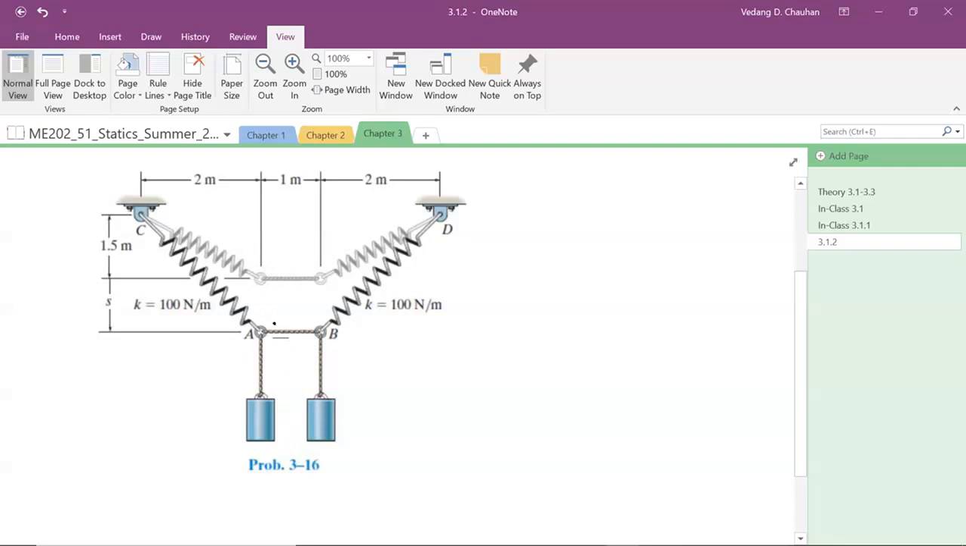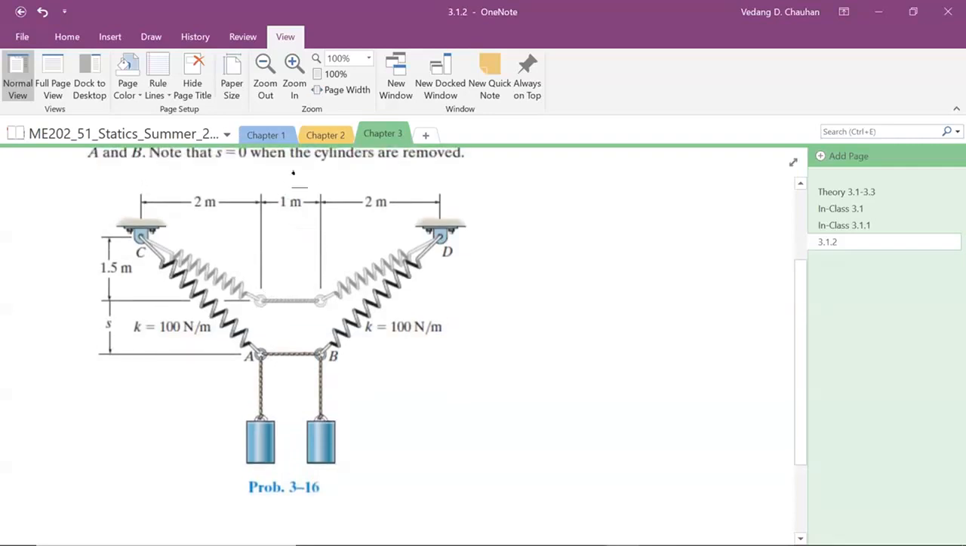The system is symmetric about vertical axis going through center. So we can draw free body diagram only for hook A and calculate the weight of mass of the cylinder, and the second cylinder has the same mass. So I recommend that you try to solve this problem yourself and then compare your solution with the solution that is being provided to you.